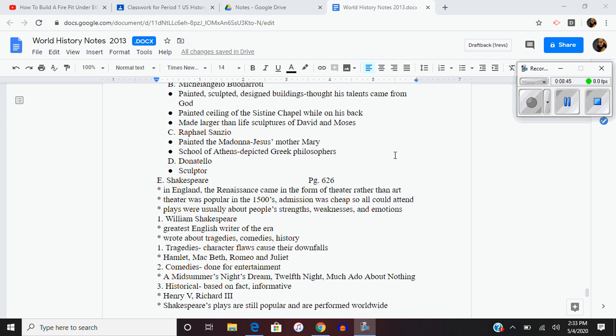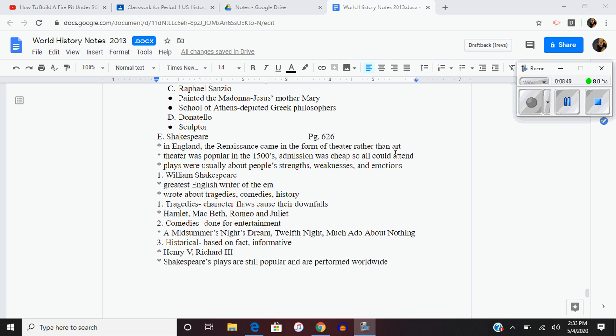And the last one was Donatello, the sculptor. Know your four Ninja Turtles. That would be important, which one did which. And then lastly on this page is Shakespeare.